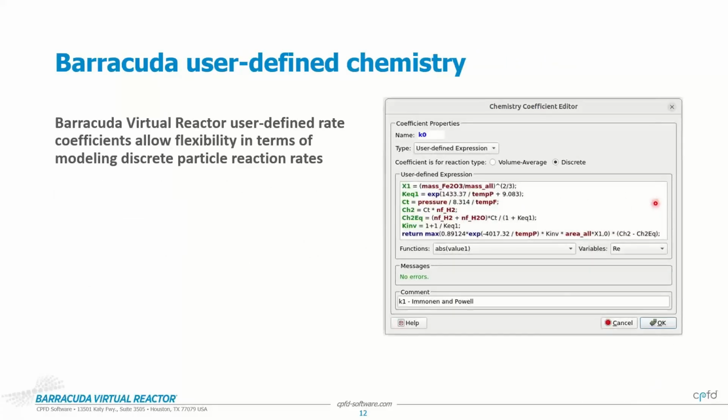All right, I've shown an example of how these discrete particle reaction rates are configured in Barracuda. We have a very intuitive user-defined expression editor here. In that, you can reference all the variables that are available in Barracuda. This is available from this drop-down list here. And we can enter these expressions based on information and data that we have in literature for these reaction kinetics.